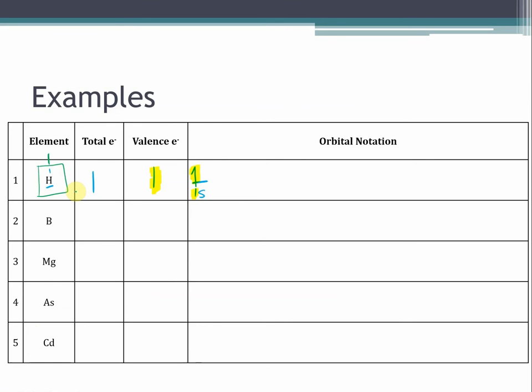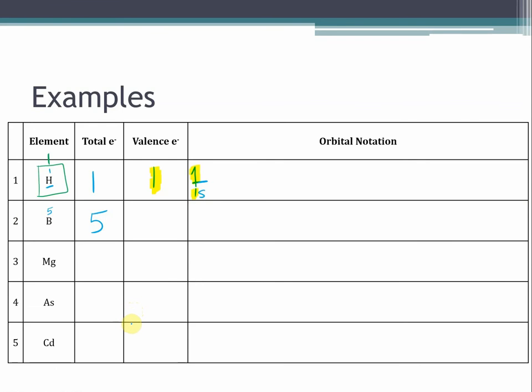Our next example is boron. So you need to go find the periodic table, find boron, and when you find the box that has boron in it, directly above it you will have a 5. That means that boron is atomic number 5, which means that it has 5 protons and 5 electrons. We're going to arrange those electrons into orbitals.